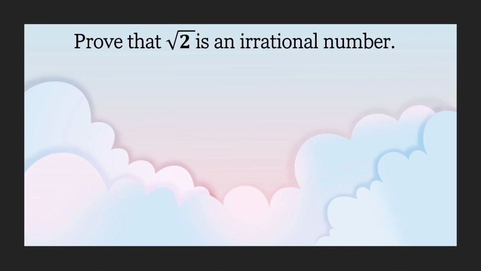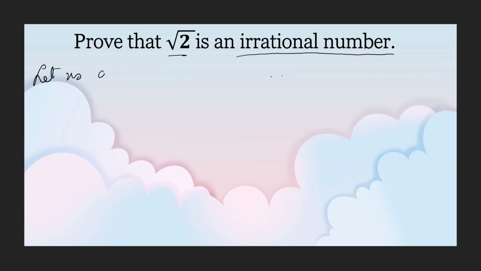Prove that root 2 is an irrational number. What is an irrational number? It is a non-terminating, non-repeating decimal expansion. Definitely root 2 is an irrational number. Similarly root 3, not root 4, root 5, root 6, pi, etc. are examples of irrational numbers.